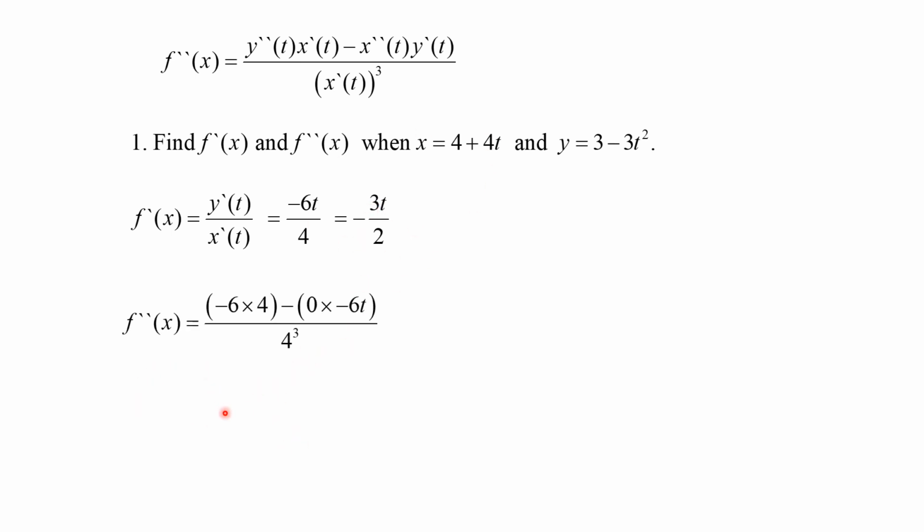And the second derivative, based on the formula up here, you see y double prime. If you differentiate y prime again, you will get negative 6 for y double prime. X prime is 4. So y double prime times x prime minus x double prime. When you differentiate 4, the first derivative gives you 4, the second derivative will definitely give you a 0. So x double prime is 0 here, multiplied by y prime, which is negative 60. So this part will be 0.